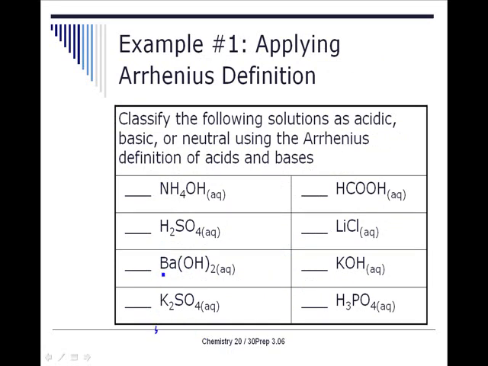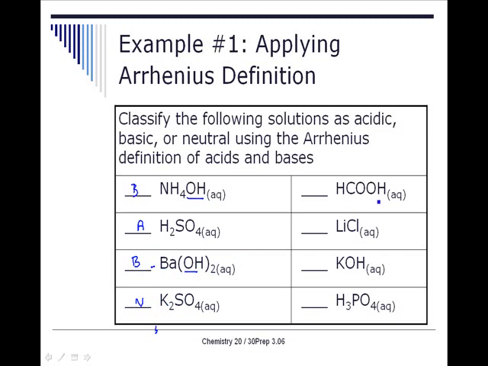So based on our knowledge of dissociation, the first compound here, sorry, I've got to get my pen to the right spot. This would be a base because it's going to produce hydroxide ions in solution when it dissociates. The second one here, H2SO4, would be an acid. The next one would be a base because it's going to produce hydroxides. This potassium sulfate is actually a neutral solution. No hydroxides, no hydrogens, so it's neither an acid nor a base.